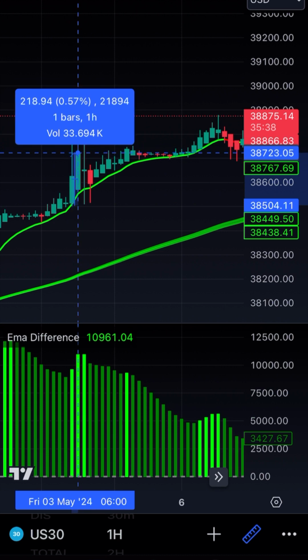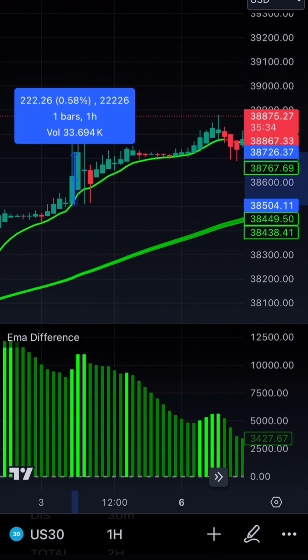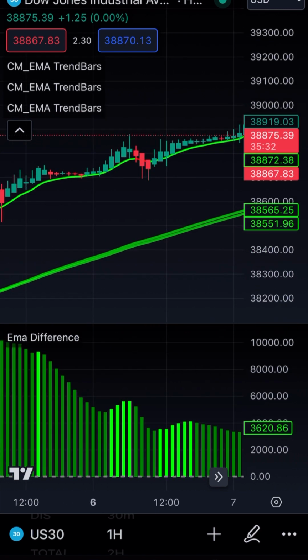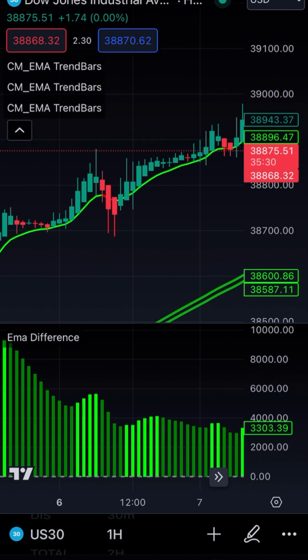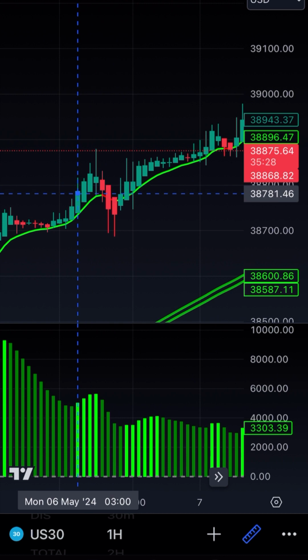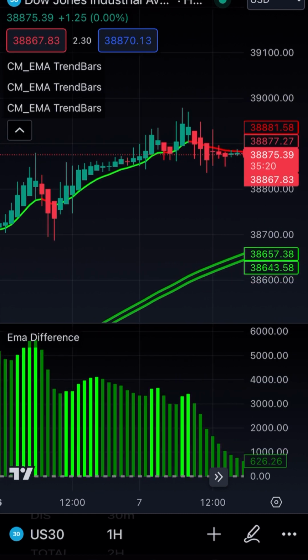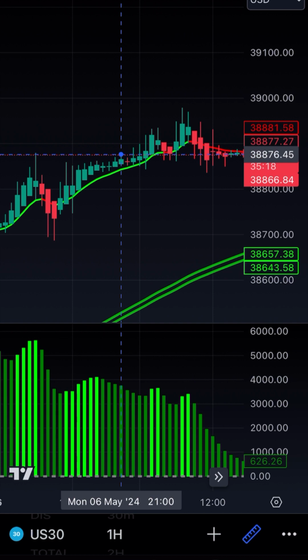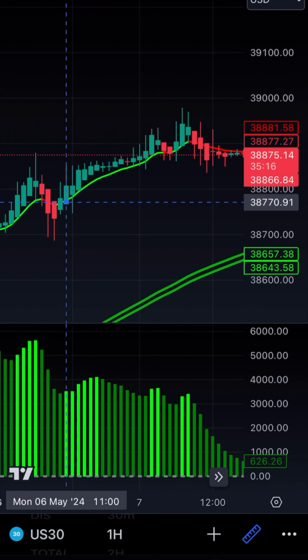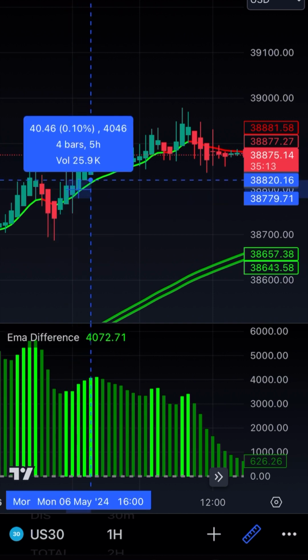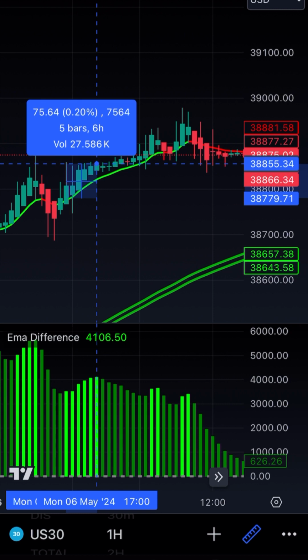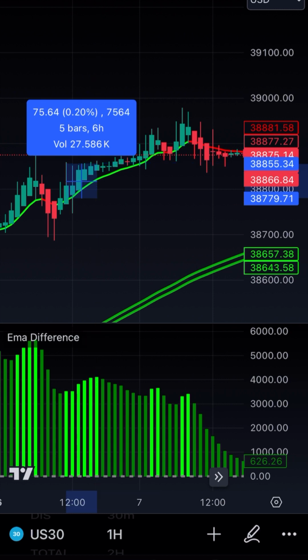You would come in right here. This is about $222 for 0.01. Come in right about here for 1 or 2 hours. This is about 84 bucks. Come in right there. This is about $75.